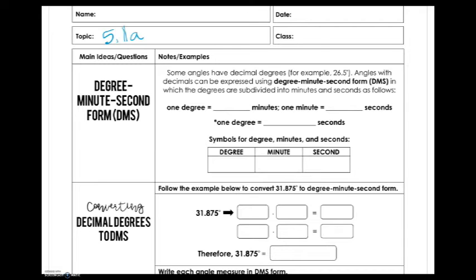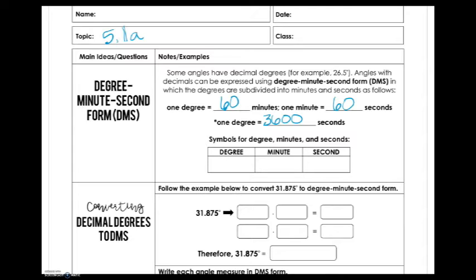1 degree is 60 minutes, and 1 minute is 60 seconds. The good news is it's the same as time. But instead of 1 hour being 60 minutes, 1 degree is 60 minutes. So 1 degree, if you made that conversion, would actually be 3,600 seconds. Think about that. You have 1 degree is 60 minutes, 1 minute is 60 seconds. So 1 degree would be 60 times 60, which is 3,600 seconds.